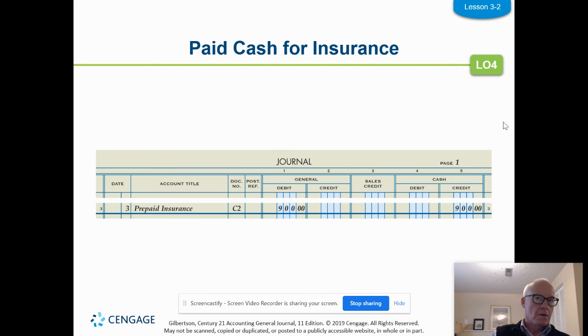Don't forget about analyzing a transaction. Don't get so caught up in minutiae. First of all, let's step back and go, we need to analyze the transaction to determine which accounts are going to be debited and credited. Always have to pause and do that.